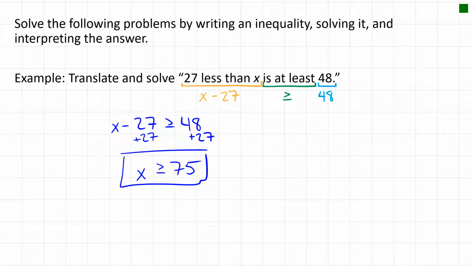There's not a lot to interpret in a problem which doesn't really have a context to it. So x is greater than or equal to 75 will mean that if x is greater than or equal to 75, this statement is true: 27 less than x is at least 48.